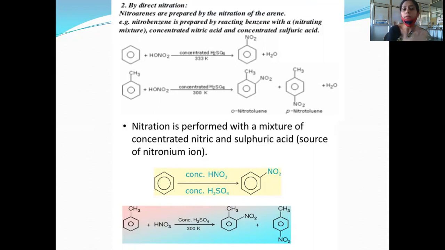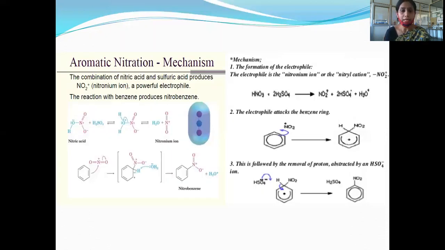When there is already a methyl group, then the entering electrophile, that is NO2 plus, goes to both ortho and para positions, and we get a mixture of ortho and para products. Now, if we see the mechanism, firstly, because of this strong nitrating mixture, there is generation of a strong electrophile, that is NO2 plus. It is called nitronium ion. So the first step is the formation of the electrophile.